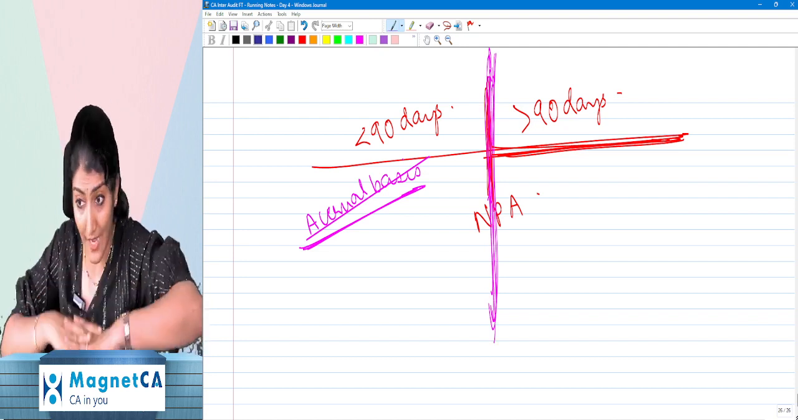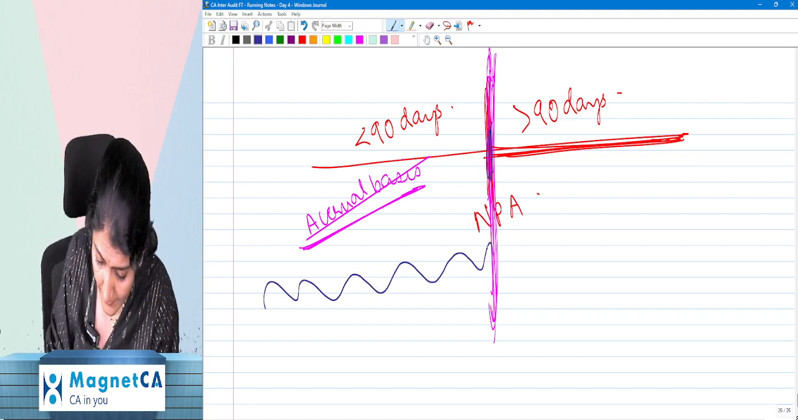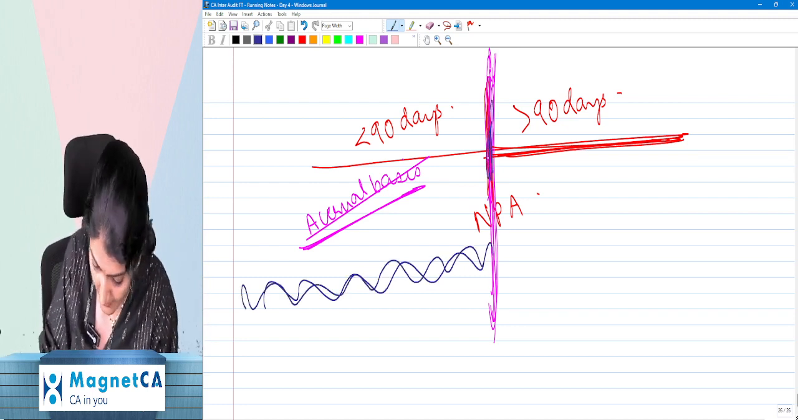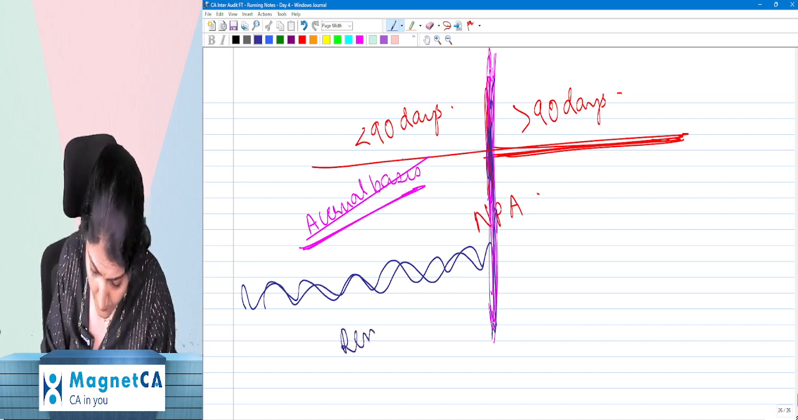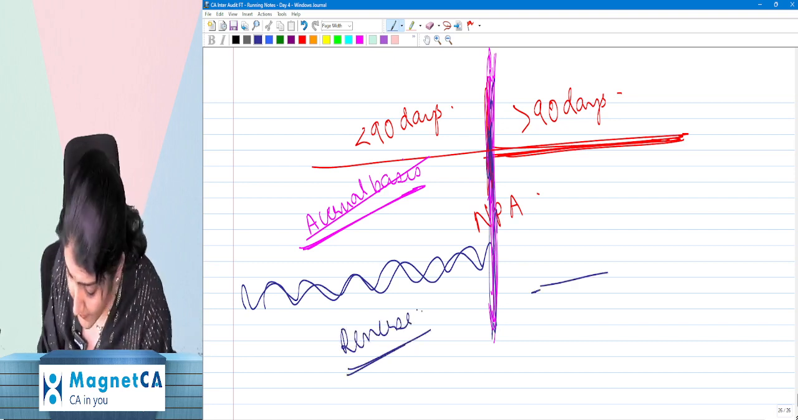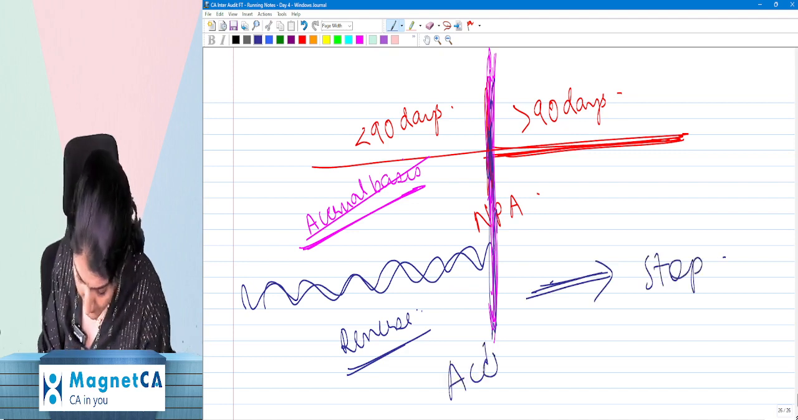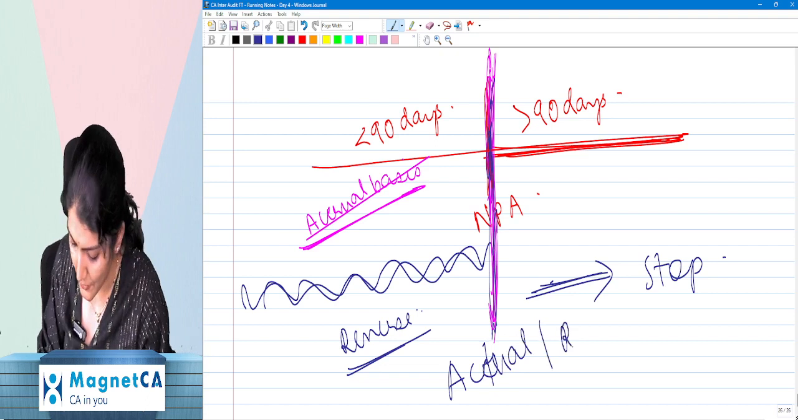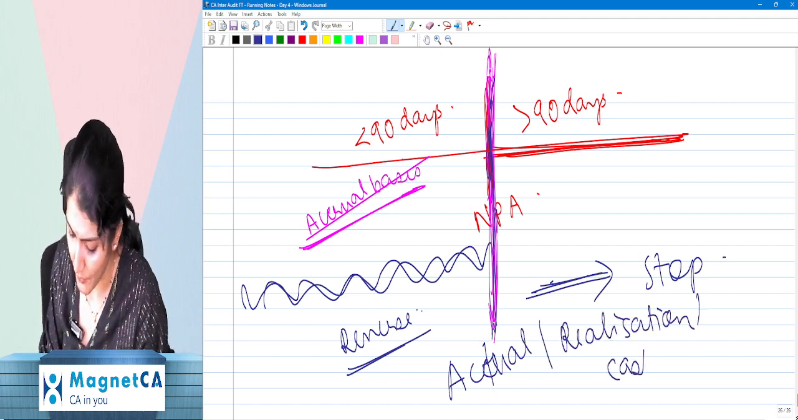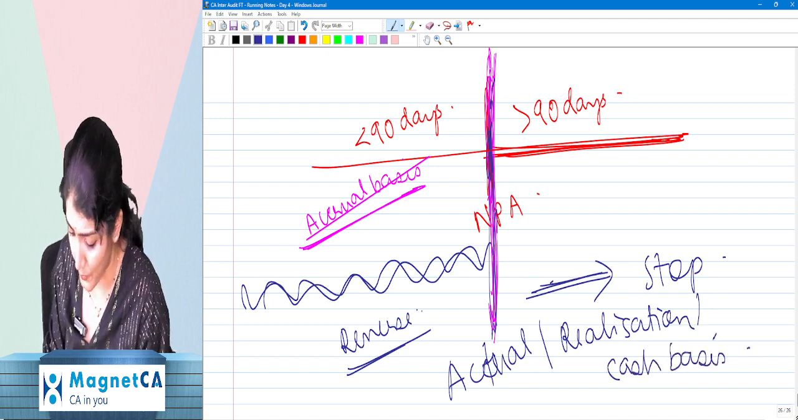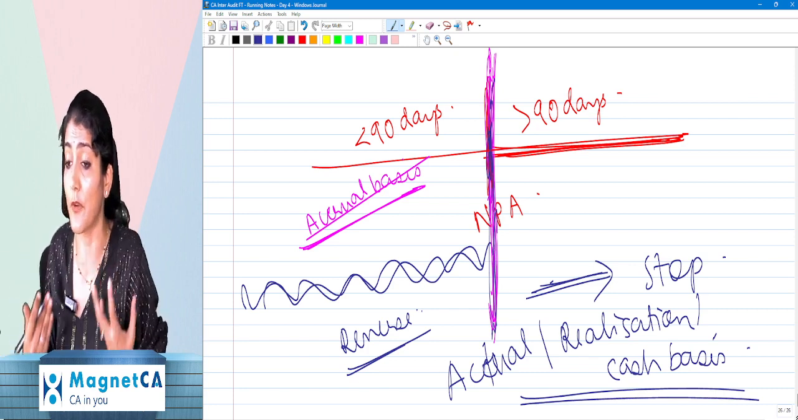So what you do on that date: all income already accrued, whatever income you had accrued on this asset till today, which has now become an NPA, you reverse. All further accrual of income, you stop. And all income recognition on an NPA is to be done on the actual basis, the realization basis, the cash basis. Why? Concept of prudence. Your asset is becoming an NPA, so how can you accrue income on such a non-performing asset?